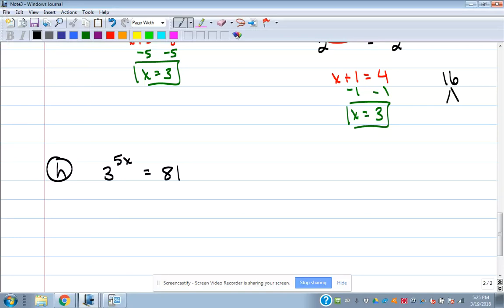I can break down 16. I know it's 8 times 2, and then I know 8's composite, right? So it'll break down some more. It's 4 and 2. There's 2 and 2. So then I look at the prime pieces. That's 2 to the 4th power out of that.